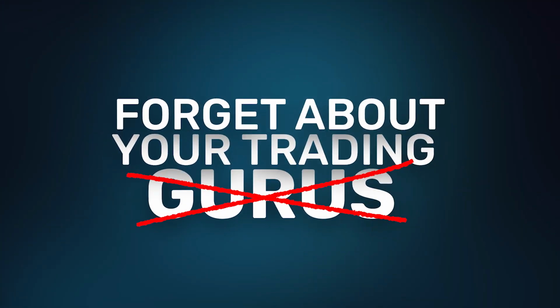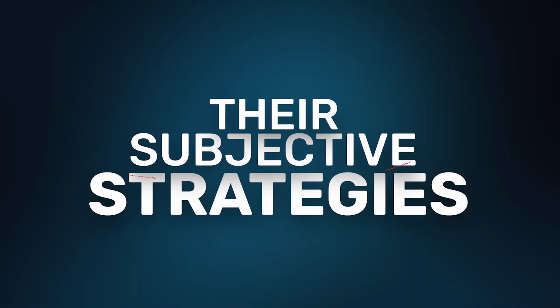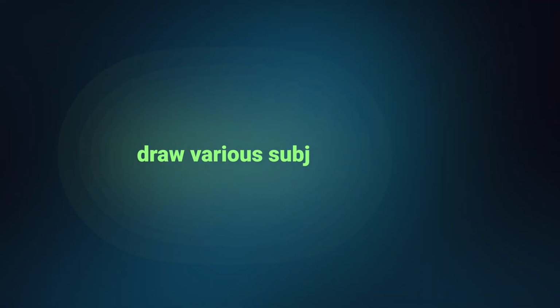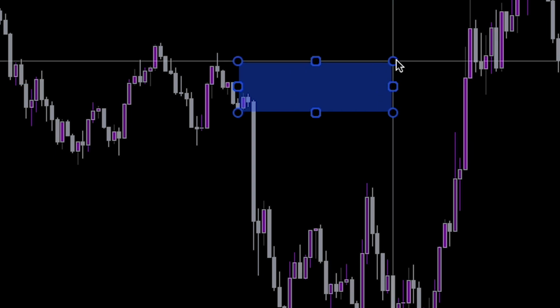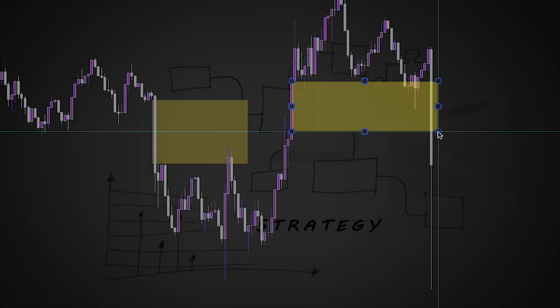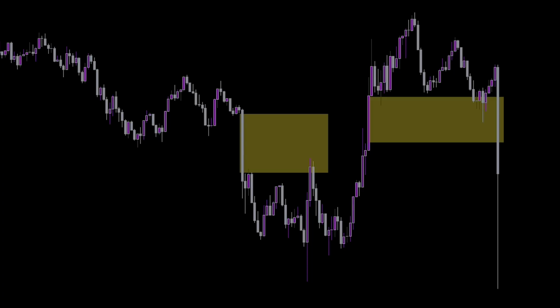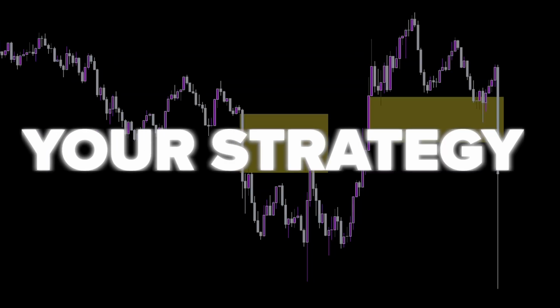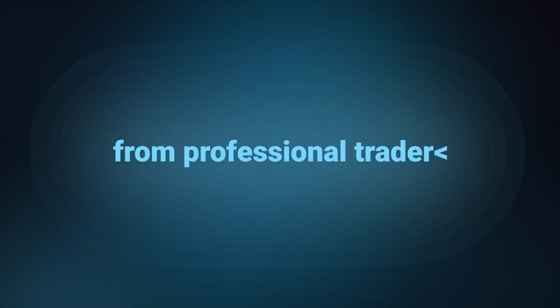Forget about your trading gurus and their subjective strategies. Does it make sense to draw various subjective zones, order blocks, and fair value gaps on the chart, and then build a long-term profitable strategy on the subjective zones that you drew on your chart because you thought that the price would react there? You are very mistaken. Your strategy sucks. We will show you why you should use our tools from professional traders.